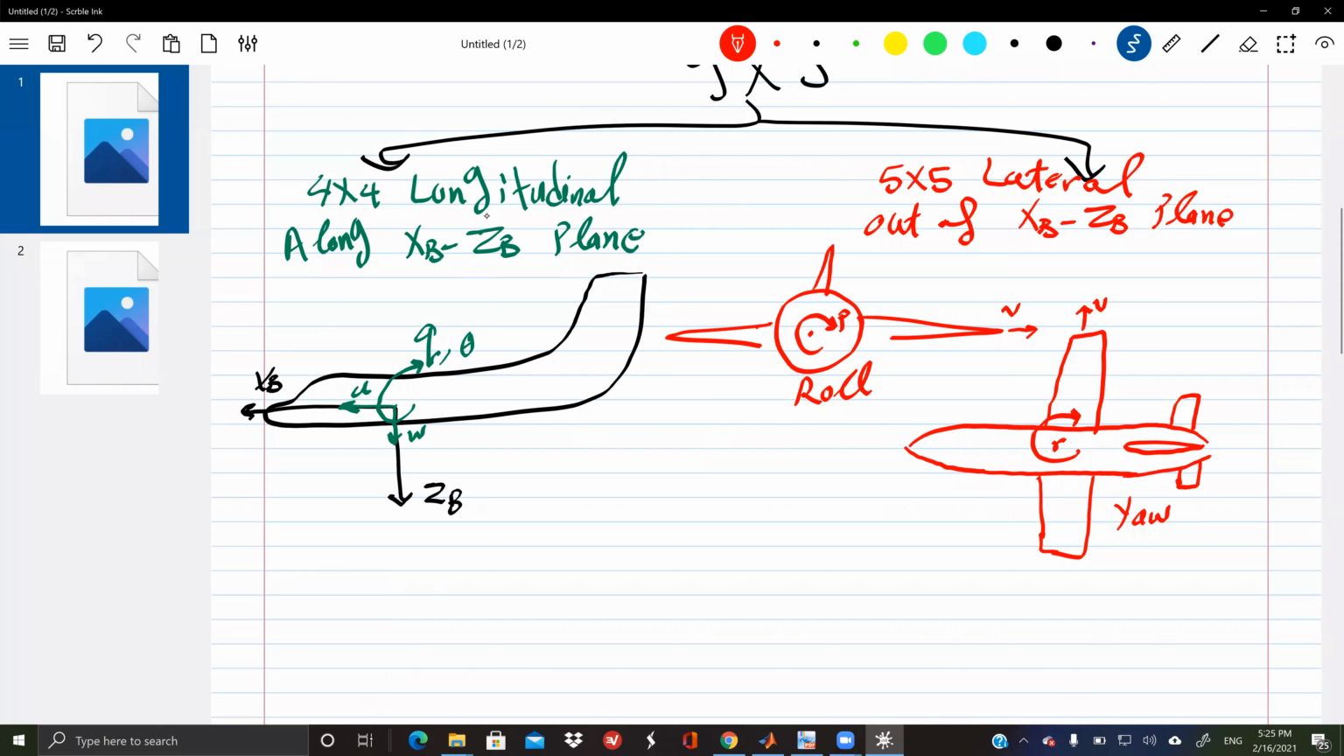So at the end of the day, we have 4 equations here governing these green 4 variables versus 5 equations there governing these 5 red variables. The 5 red variables are, like I draw here, the V, P, R, and phi and psi, right? Side slip, roll, and yaw, simply. Any question about this picture, please?